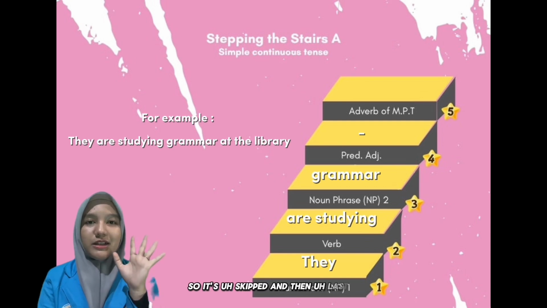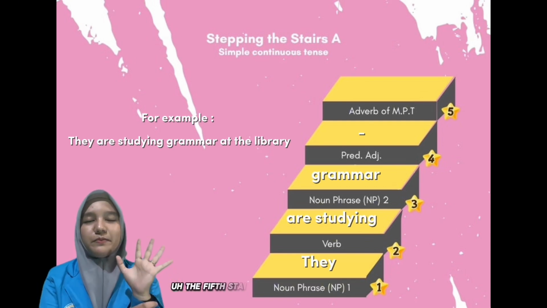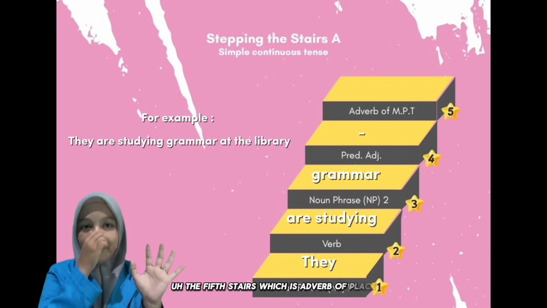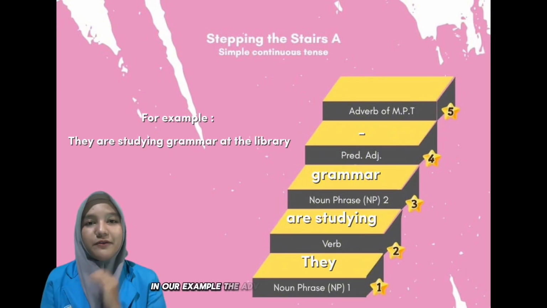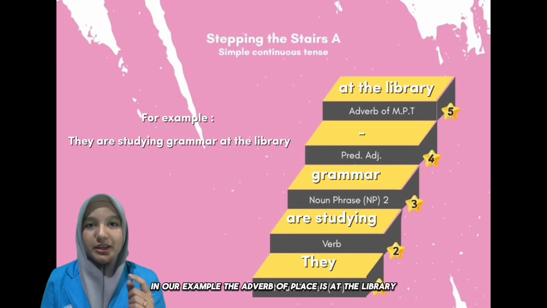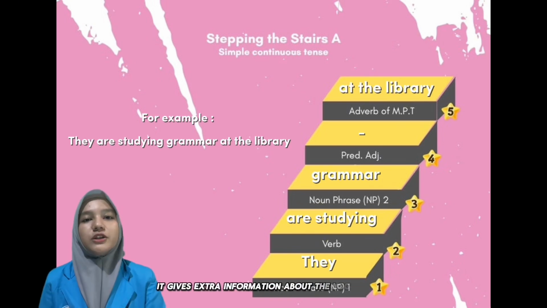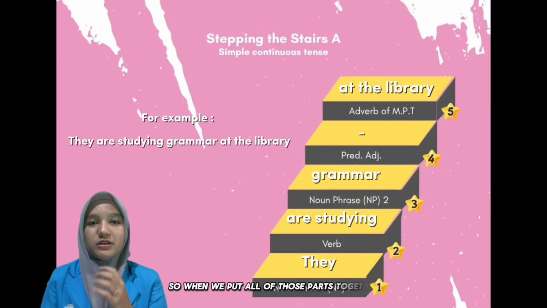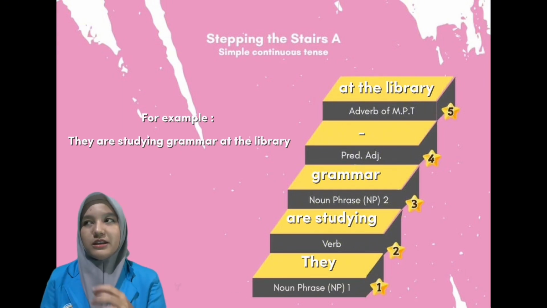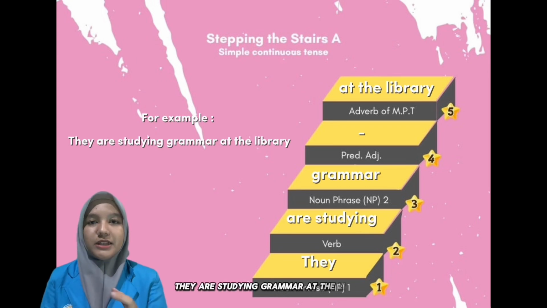And then lastly, the fifth stair, which is adverb of place. This part of the sentence tells us where the action is happening. In our example, the adverb of place is at the library. It gives extra information about the location of the action, where they are studying. So when we put all of those parts together, we get a full sentence: they are studying grammar at the library.